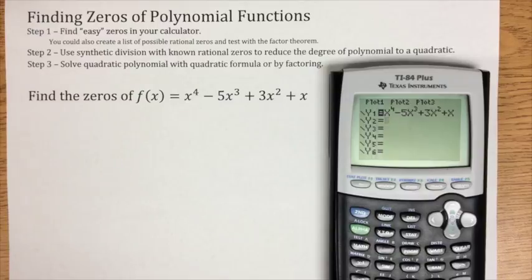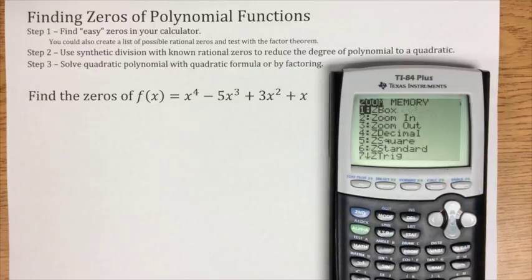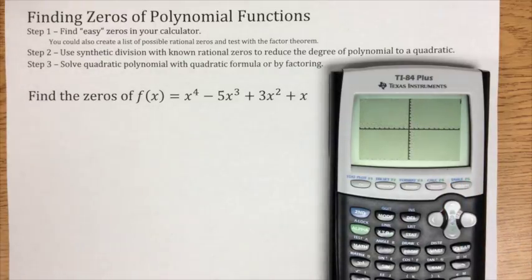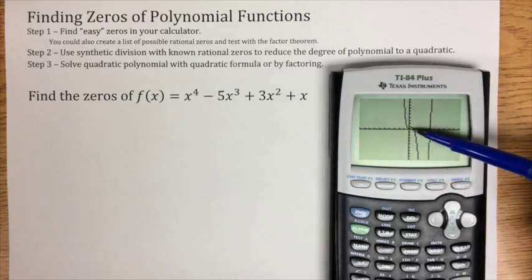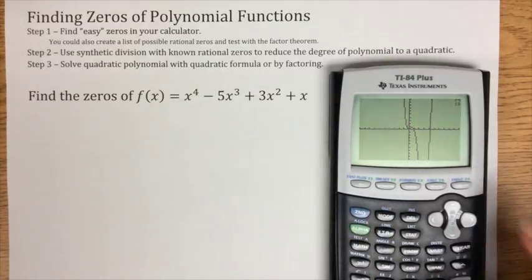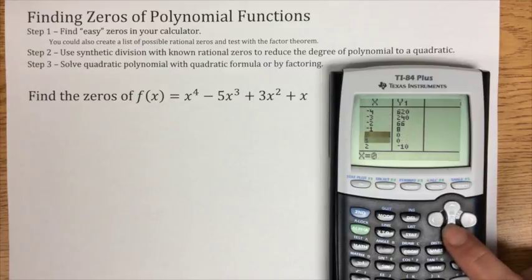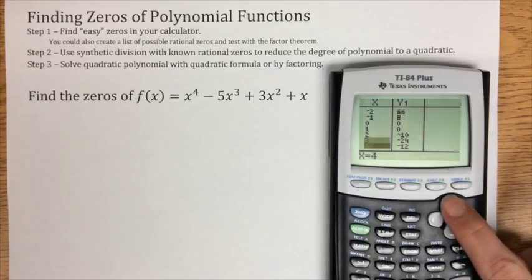We're going to use our calculator to help us find our easy zeros. I have it plugged in. I'm going to go and look at the graph. So here is the graph of this function. And, well, let's see what we got here. It looks like it could be 0, maybe 1, 2, 3, 4. Let's go to our table.